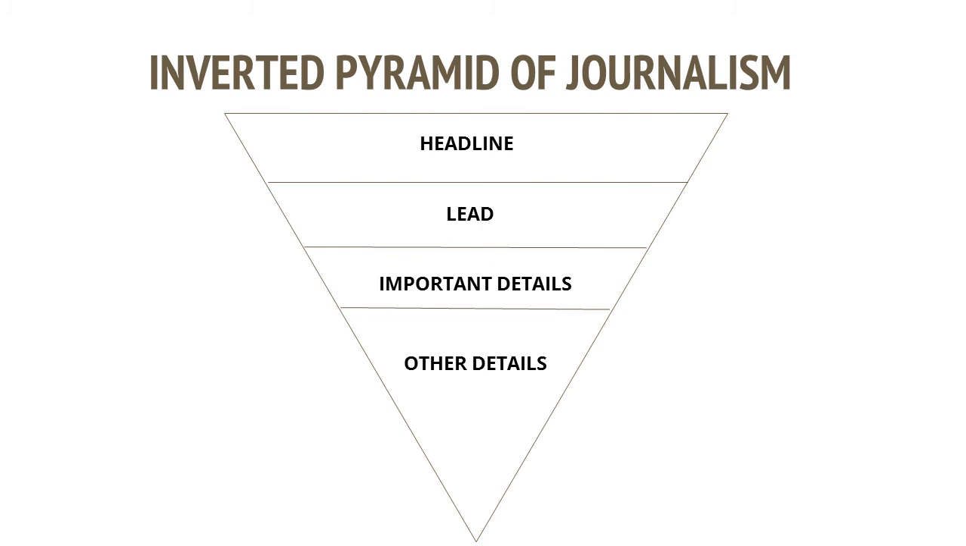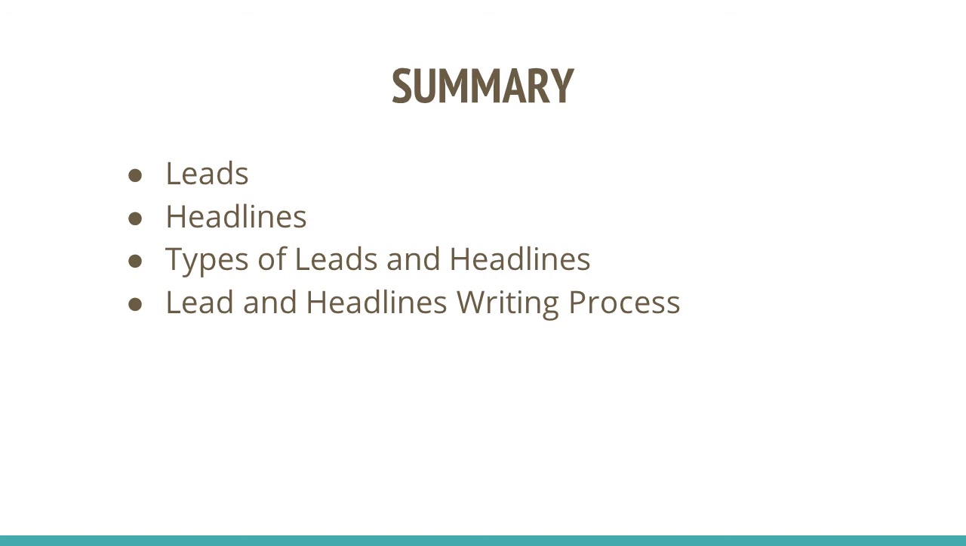So based on our discussion of leads and headlines so far, we can see from the diagram shown here how they can be arranged within the inverted pyramid of a news story as we had discussed earlier. At the top there will be headlines, followed by a lead. Then the story details will follow in descending order of importance. To sum up, in this presentation, we have seen a brief overview of leads, headlines, their key elements, discussed different types of leads and headlines, and tried to understand their writing process.